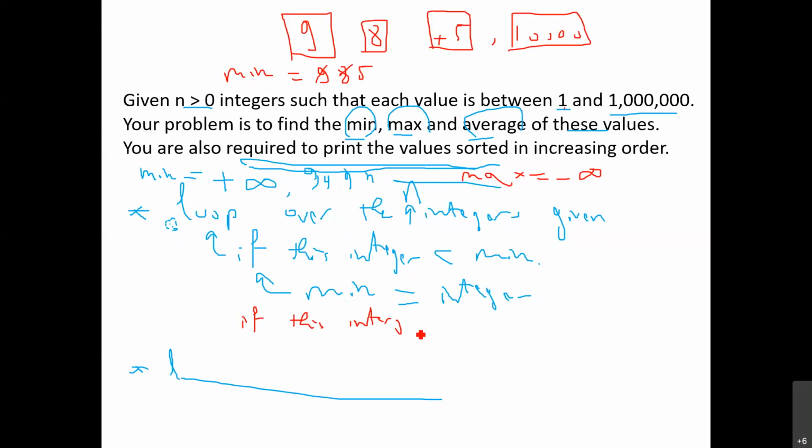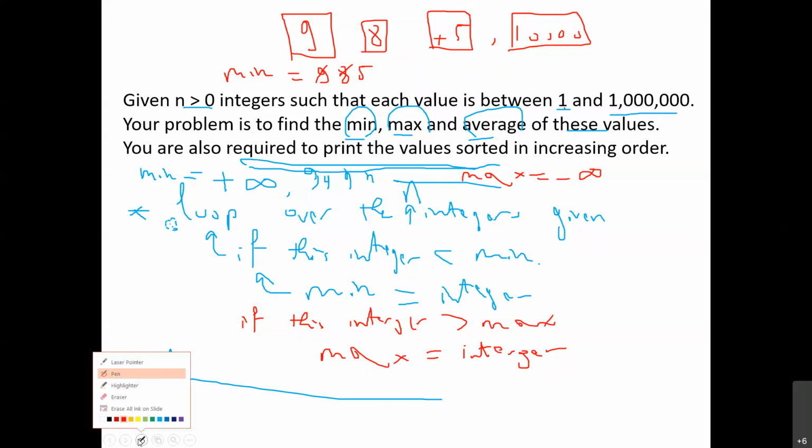Same thing for the max. If it's bigger than the max, then it's going to be my new maximum, equals this integer. Okay, we found the min, we found the max. We still want to find the average. Why not use the same loop again? How do you find the average? These are simple everyday questions. If you want to find the average of a bunch of numbers, you sum them up, then you divide them by how many integers you have.